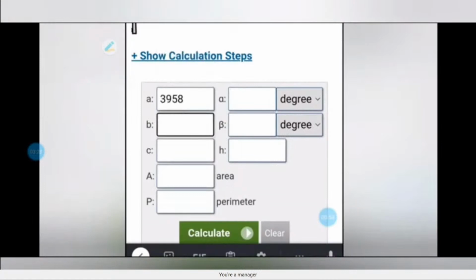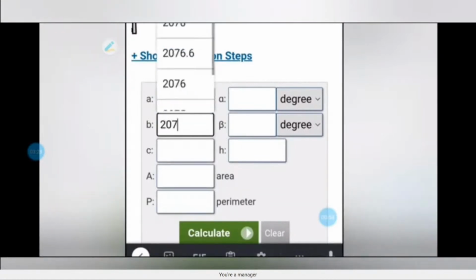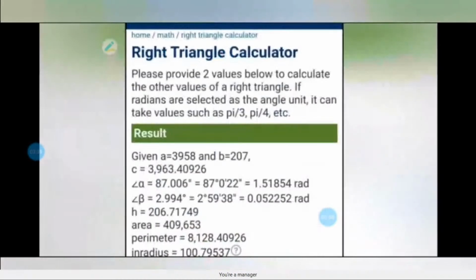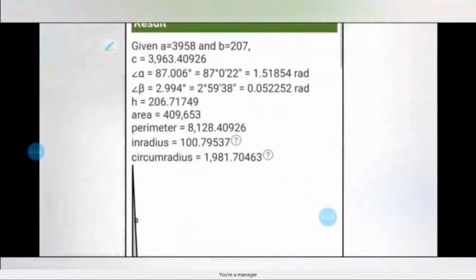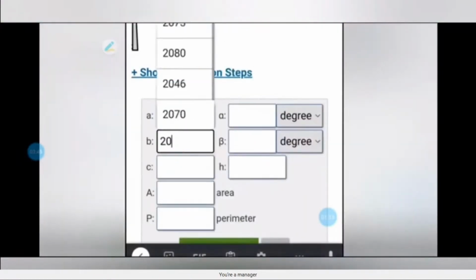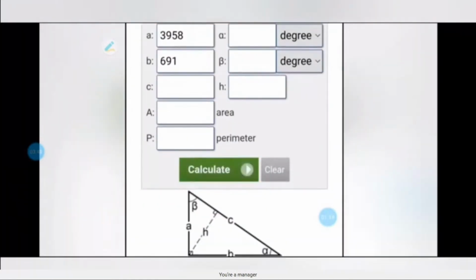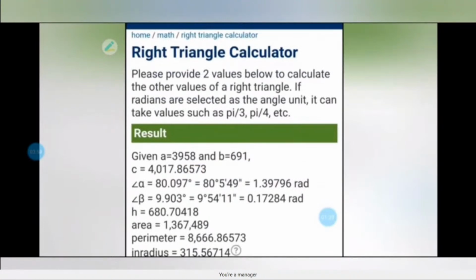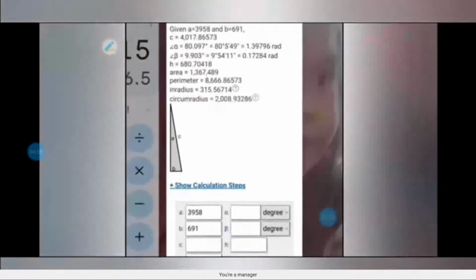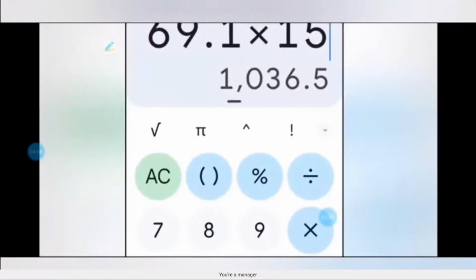So let's do 207.5. That should come out to 3 degrees, or 87. There it is, 87.006. But still immeasurable, basically. So let's move up a little further. Let's do 691. That should give us 10 degrees, or 80 degrees. And surely it does, 80.0 degrees. So it seems to work pretty well on a flat Earth, because we've traveled 690 miles and it's still working just fine. So let's do 15 degrees.